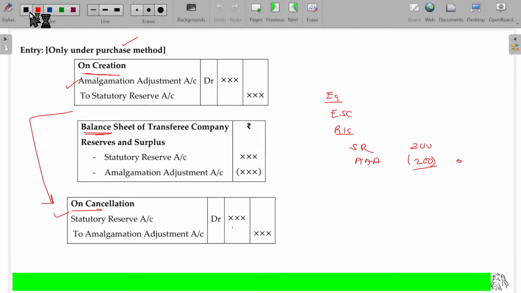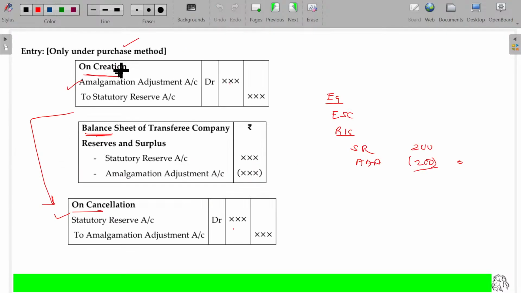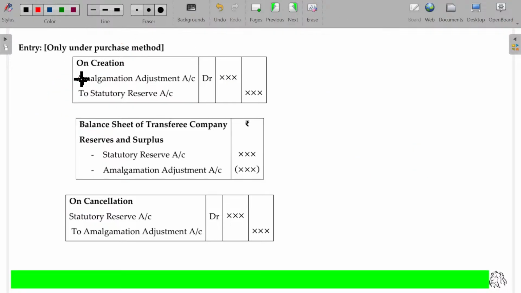Then, in case of statutory reserve, refer to the entry. Under the pooling of interest method, no adjustment is required, but under the purchase method, in case of statutory reserve, on creation, amalgamation adjustment to the statutory reserve account will be credited.